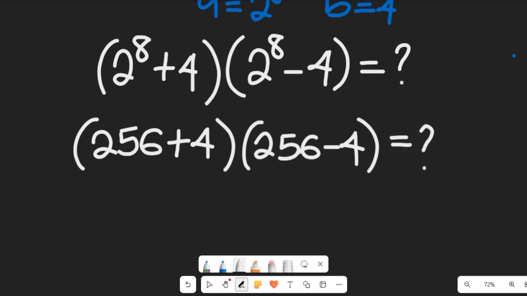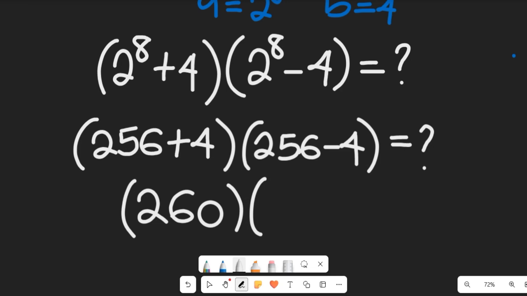So if you simplify this, what are we going to have? This plus this, 256 plus 4. 4 plus 6 is going to give us 10, so we'll write 0 and carry 1. The 1 will add to 5, and it will make us 6. And this will give us what? 260 multiplying what? Multiplying 256 minus 4 is going to give us 252. And this is going to give us what?